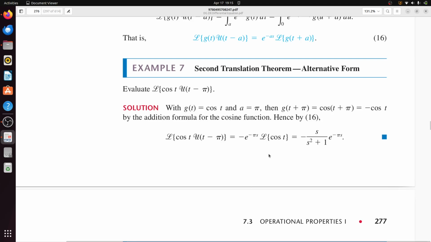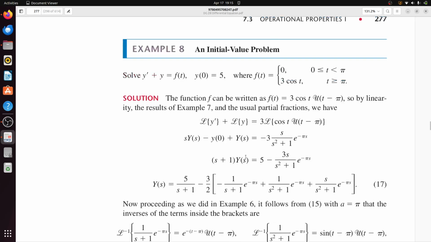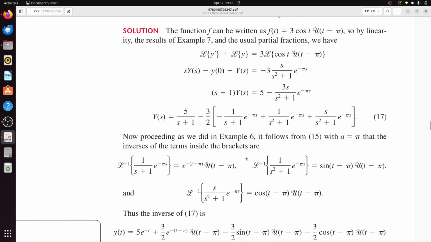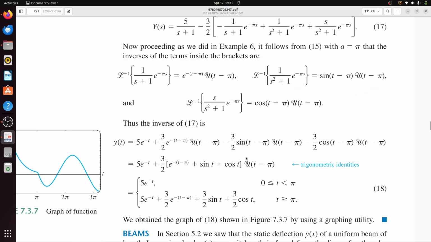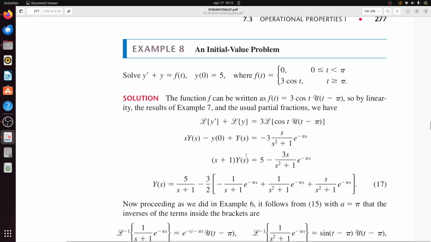So that becomes the inverse Laplace transform. The Laplace of cos t will be minus s by s square plus 1, into e to the power minus pi s. Similarly, there is another Laplace initial value problem.